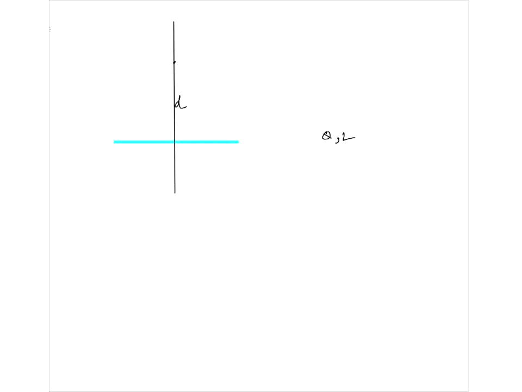From here at a distance x, we take very small length dx. Due to dx, the little field dE would be like that. Let the little charge in dx length be dq. This dE would be given by k dq upon this distance square.